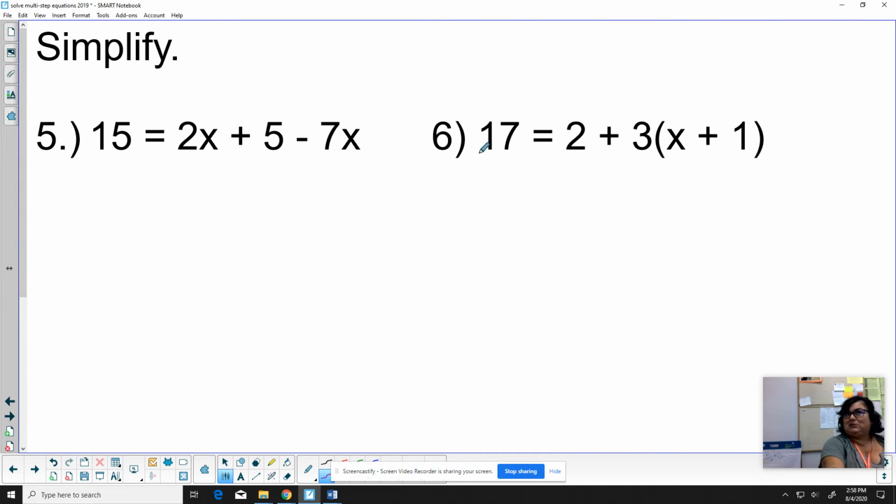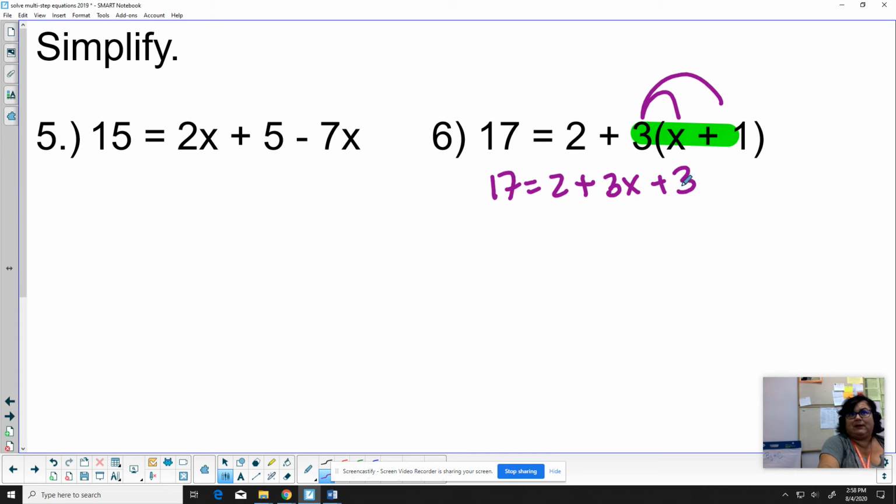Number 6 is a new one. Let's try number 6. Notice that it has a parentheses. The one that we just did didn't have a parentheses. So the parentheses are first. So I'm going to just drop everything down. 17 equals 2 plus. All right, what's 3 times x? 3x. And what's 3 times 1? 3. Now it's like the ones on the previous page.